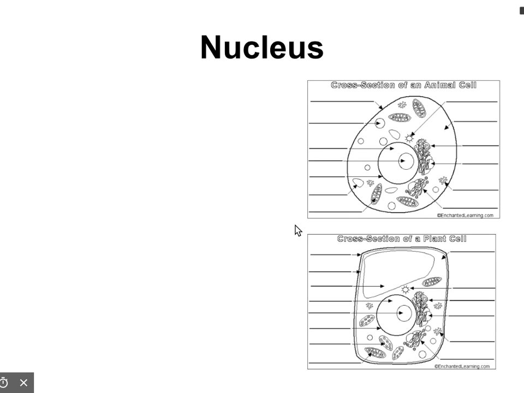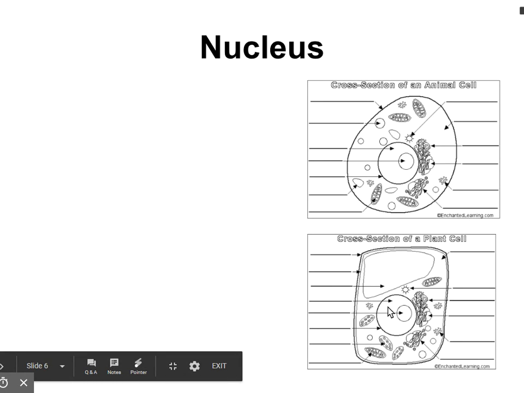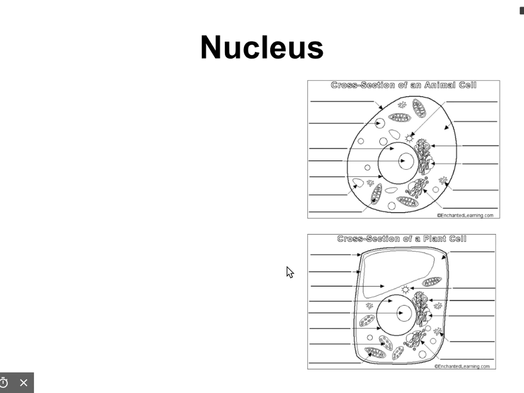The nucleus. This is a really, really important part. It's the center part here, this big circle. Okay, so this arrow here is pointing at the nucleus. This arrow here is pointing at the nucleus. And the nucleus is where all the important genetic material is in the animal and the plant.